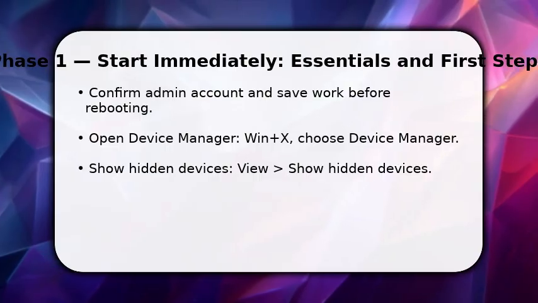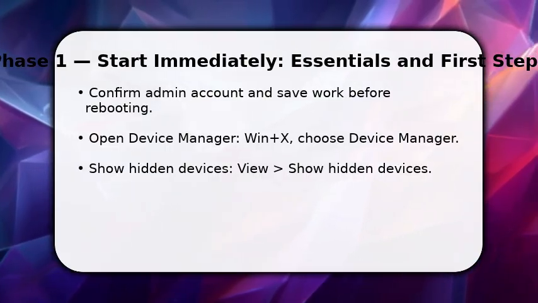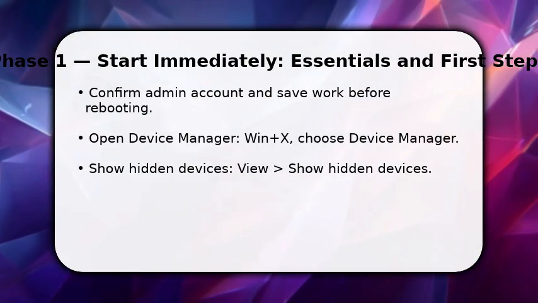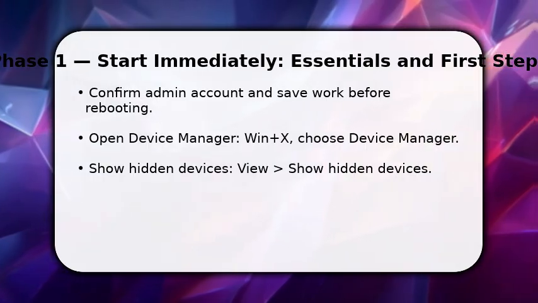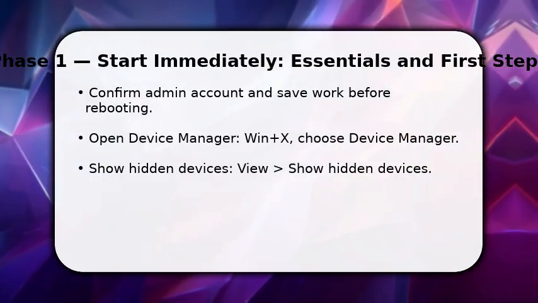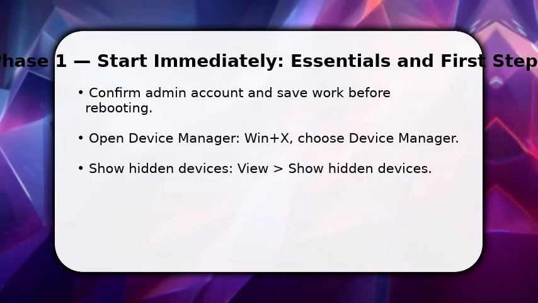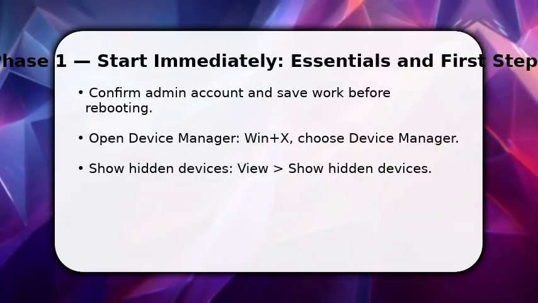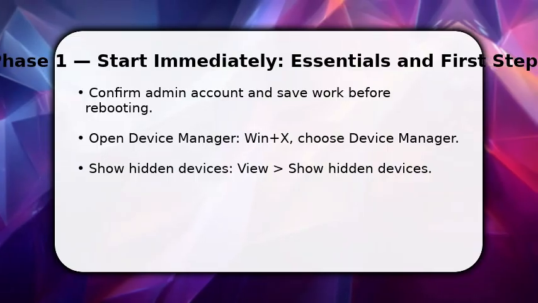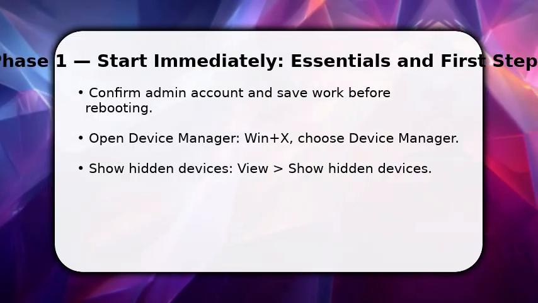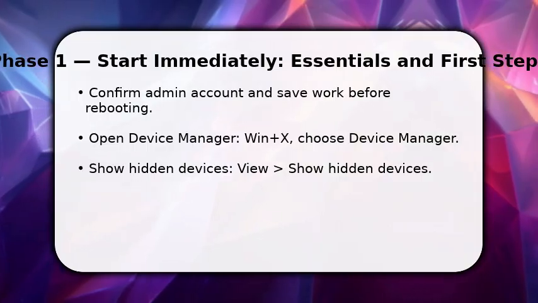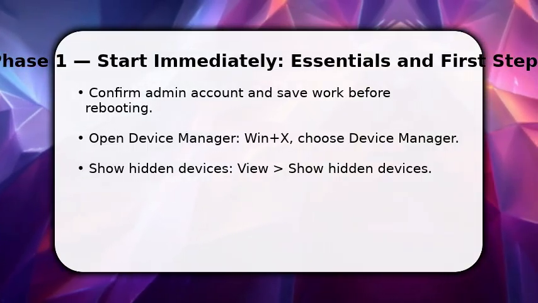You start now, sign into an administrator account and save your files. Open Device Manager with Win+X and select Device Manager. Once open, expand Network Adapters. Make sure to enable View Show Hidden Devices so the Microsoft Wi-Fi Direct Virtual Adapter appears. If you don't see it, toggle the arrow on Network Adapters to refresh the list.